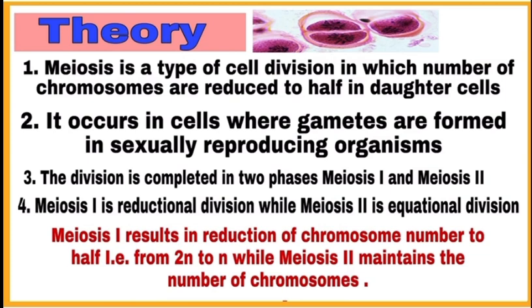Meiosis is a type of cell division in which number of chromosomes are reduced to half in daughter cells. It occurs in cells where gametes are formed in sexually reproducing organisms. Meiosis is completed in two phases, that is Meiosis I and Meiosis II. Meiosis I is a reductional division, while Meiosis II is an equational division. Meiosis I results in reduction of chromosome number to half, that is from 2n to n, while Meiosis II maintains the number of chromosomes.